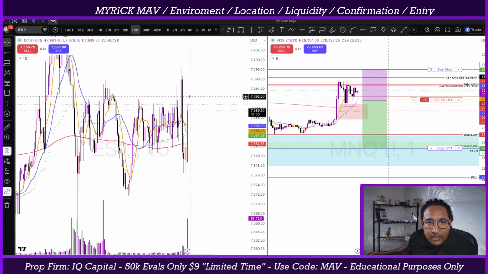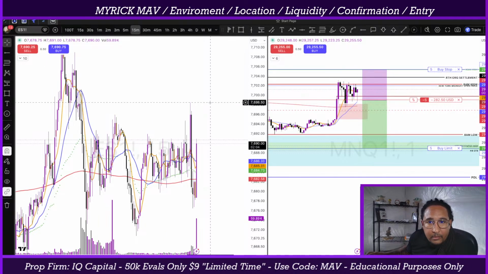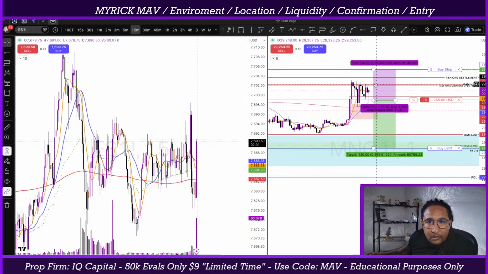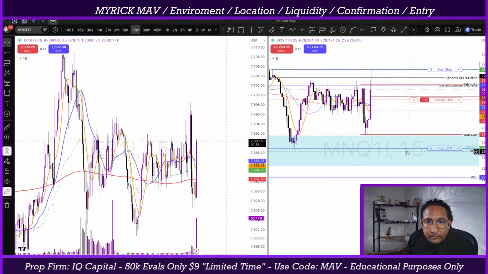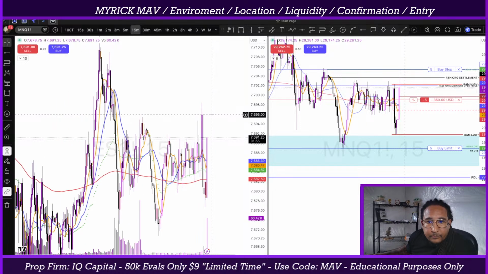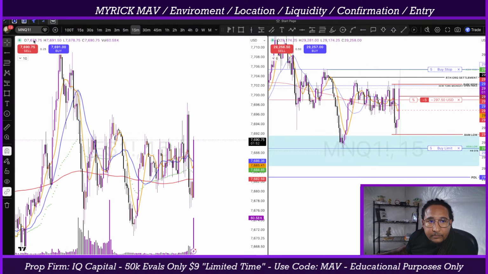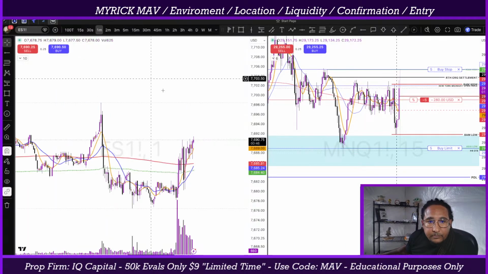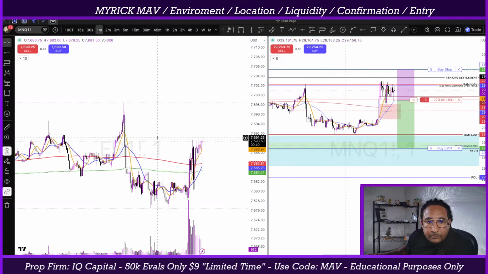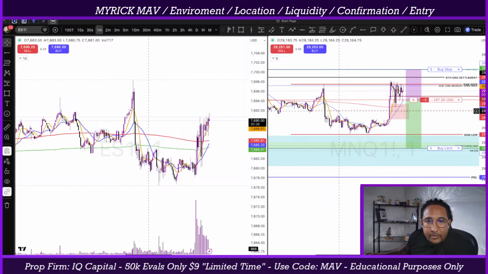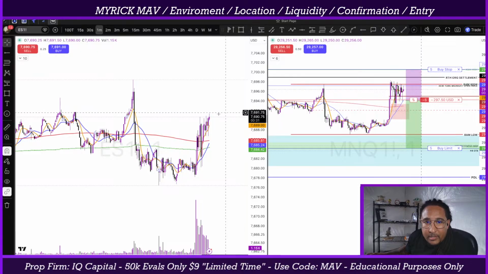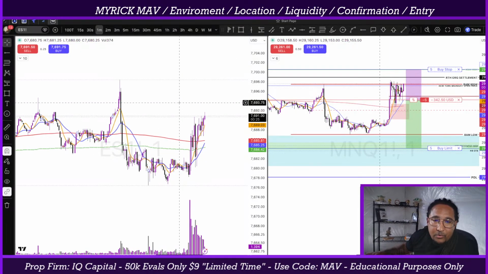So just to take a look at ES here. Now we see here, just on the 1 minute, we see just a small bearish SMT where NQ took these highs and ES didn't. So that's kind of a bearish SMT just on the 1 minute.